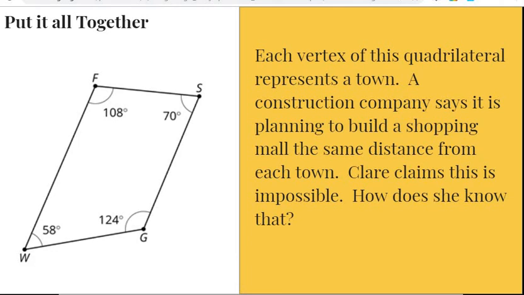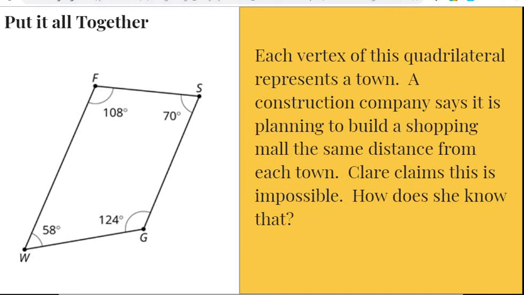And here's another quadrilateral, and in this case, each vertex is representing a town. We have a construction company that's saying it is planning to build a shopping center, a shopping mall, and it's planned to be the same distance from each town. So no town is getting special treatment here. They're all getting the same distance to the shopping mall.